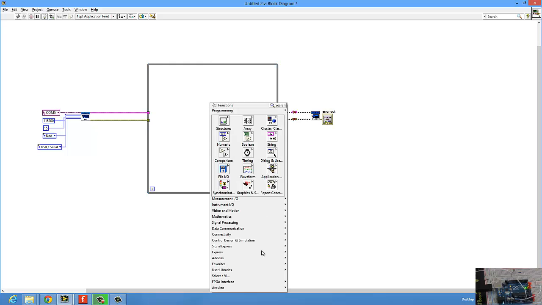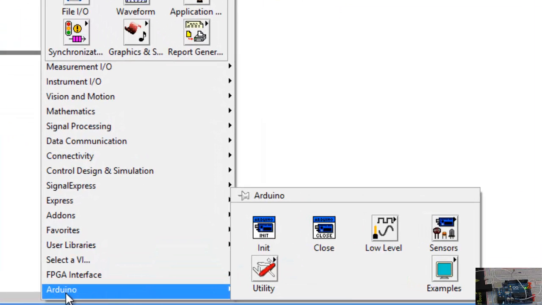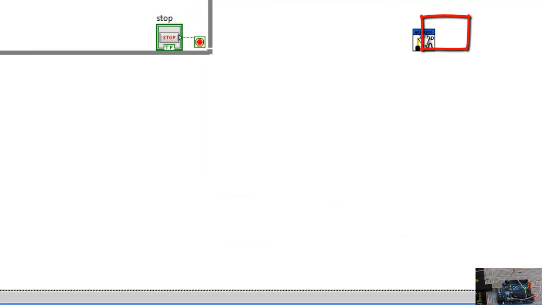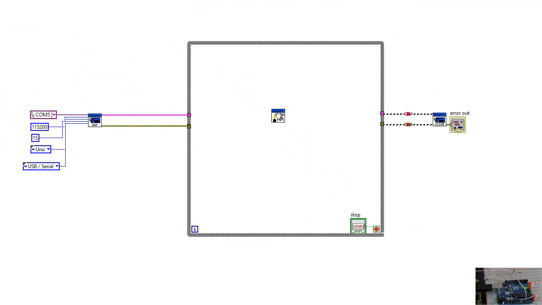Now right click, Arduino, low level, analog read. So place analog read here. Connect the resources and the errors.